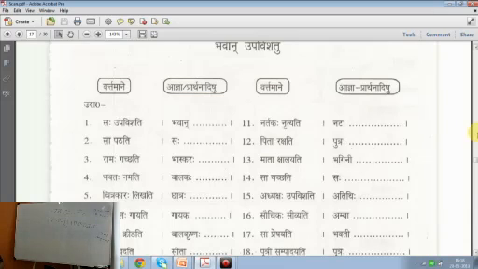Second one, sa patati, she reads. Saha patatu, let him read. How would you understand it in English? Saha patatu, may he read, let him read. It can be translated in two ways, let him read or may he read, giving permission or order. Agna, prarthana. Agna is order, prarthana is request.